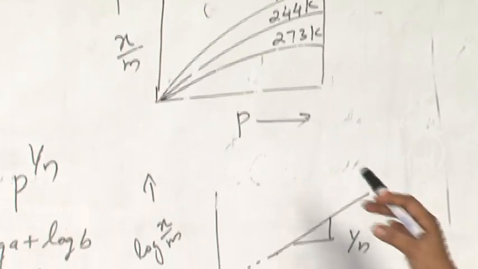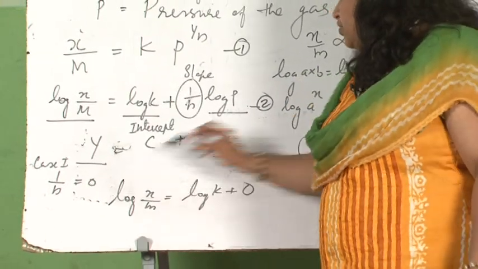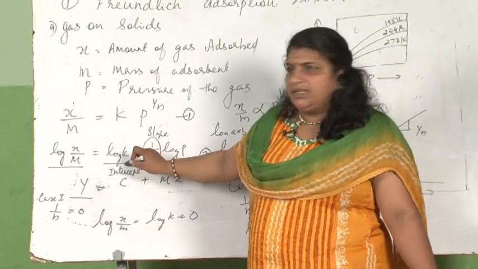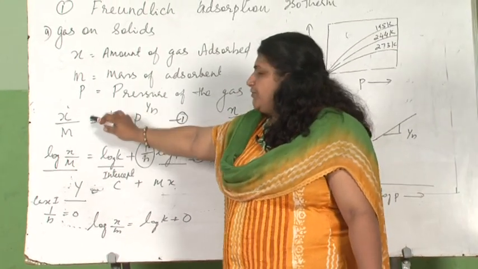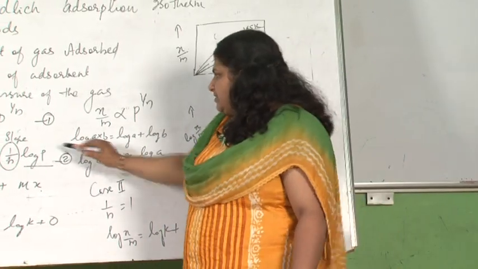So there are two cases we discussed. Case 1, 1 by n is 0. So 1 by n is 0 means the whole term is 0. So log x by m is a constant, meaning extent of adsorption is independent of pressure. In that case, it is a constant.